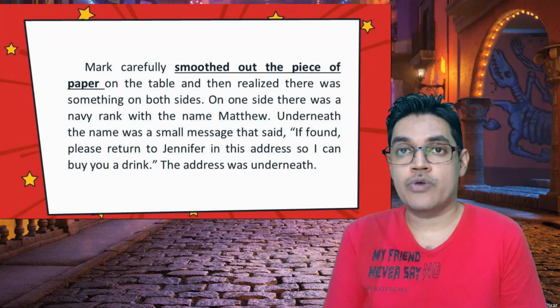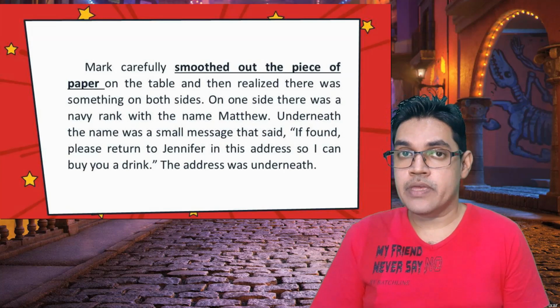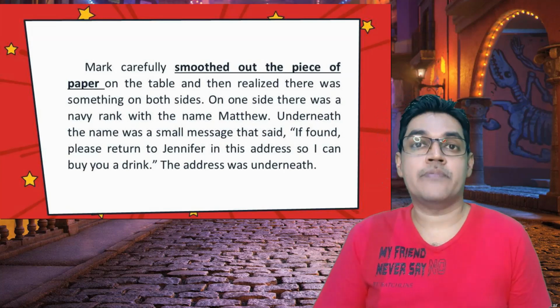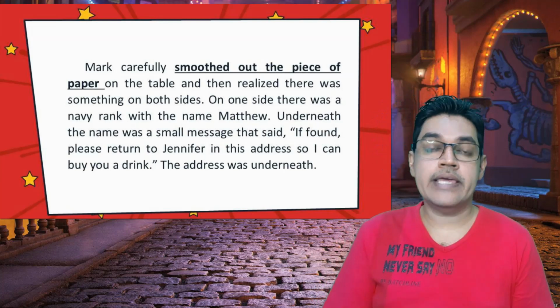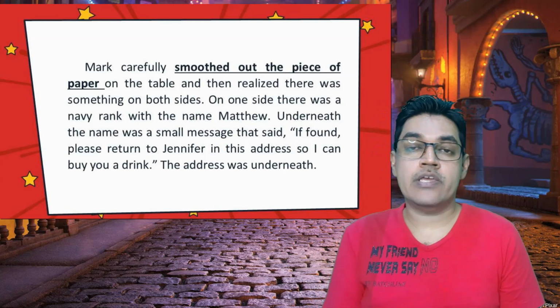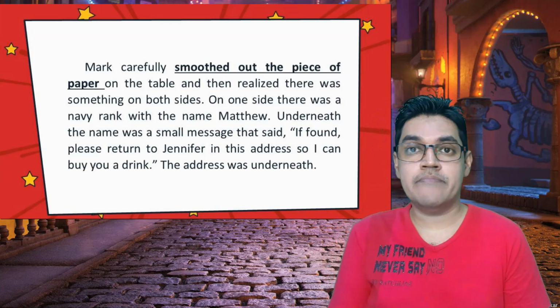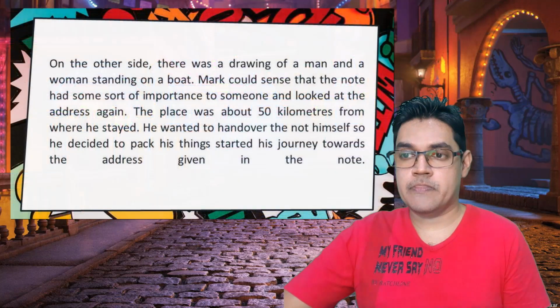The address was underneath. So here, if you see, Mark found a bottle and he brought it home and he cleaned the bottle, and when he took out the note inside the bottle, he found a short note written by somebody known as Matthew, asking the finder of the bottle to return the note to somebody known as Jennifer. That's what the story is so far. Now let us look at the next part of the story.